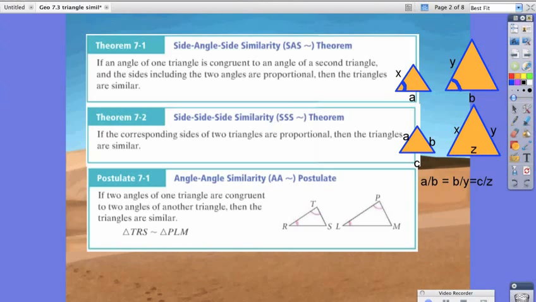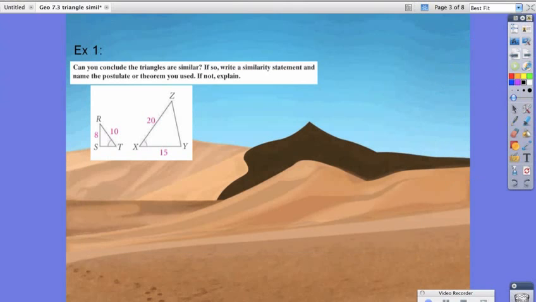So notice in the picture, it says that angle R is congruent to angle L, and angle T is congruent to angle P. Notice that they only mention two angles. Mentioning the third would be a little redundant because obviously if these are the same, then angle S and M must be the same also. So we only denote it by angle-angle similarity. So let's practice a couple.